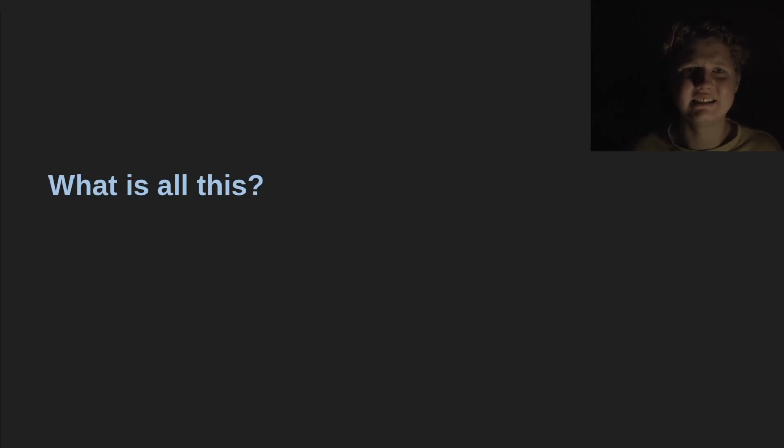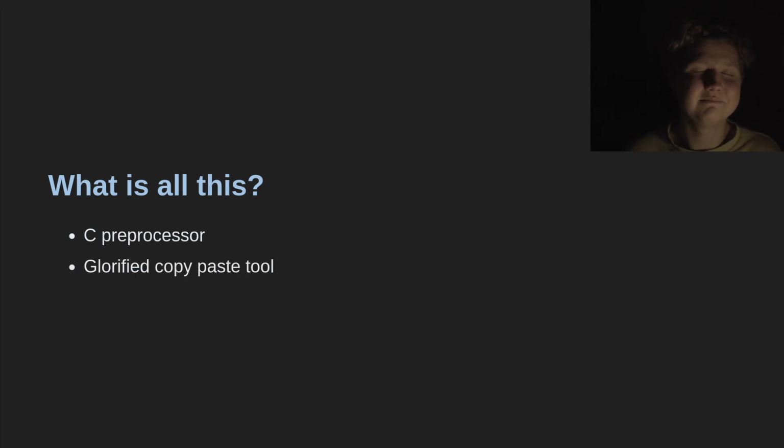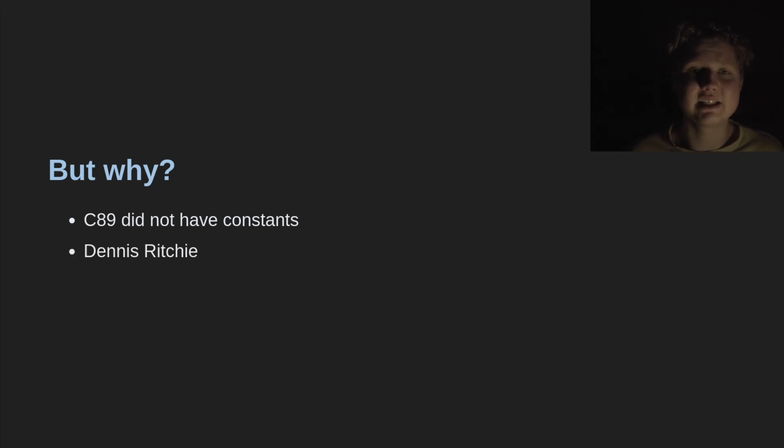So what is all of this? It's something you can do with the C preprocessor, which is a glorified copy-paste tool, essentially. And it exists because the original C standard, C89, did not have any constants, and you would probably want to define constants. Another reason would be that Dennis Ritchie, the creator of C, essentially wanted to see the world burn. Anyways, enough of this punny stuff.